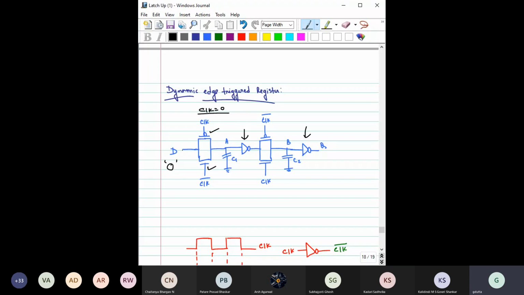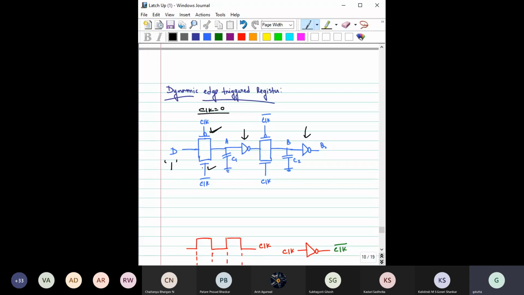Now this D, whatever be the D, that will come here and charge this, right? So here basically 0. So if this capacitor was initially charged, now it will be discharged. To make our analysis a bit simpler, let us say that here we have given D equal to 1. That would be easier. Say D equal to 1, right?